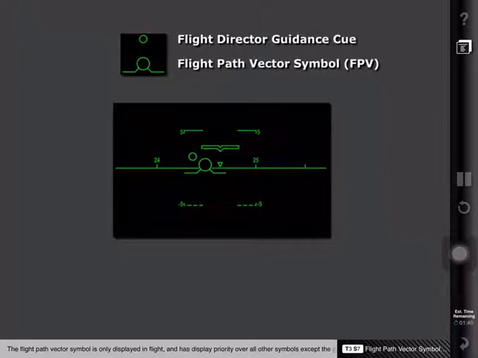The flight path vector symbol is only displayed in flight and has display priority over all other symbols except the guidance cue. If any portion of another symbol, excluding guidance cue, is positioned inside the circle of the flight path vector symbol, that portion of the other symbol is not displayed. The flight path vector symbol appearance can be limited laterally by other symbology, such as speed and altitude tapes or the display field of view. When this occurs, the flight path vector symbol has a dashed outline instead of a solid outline.